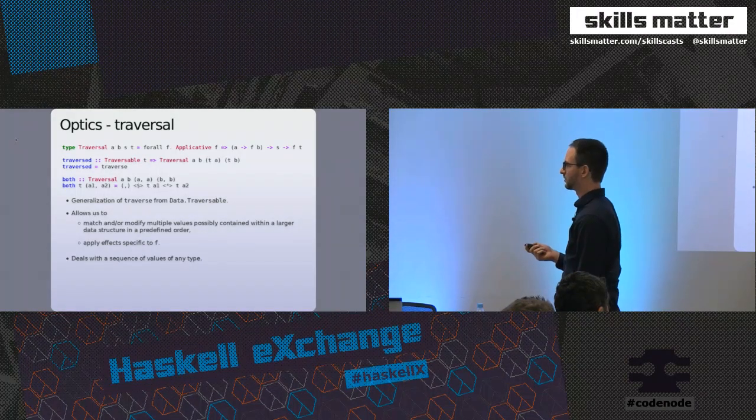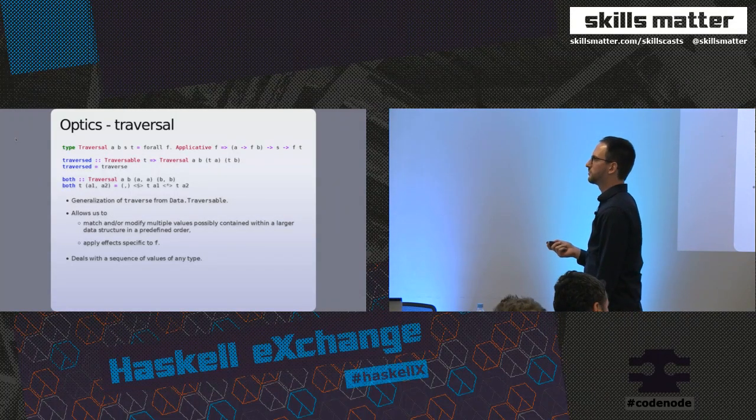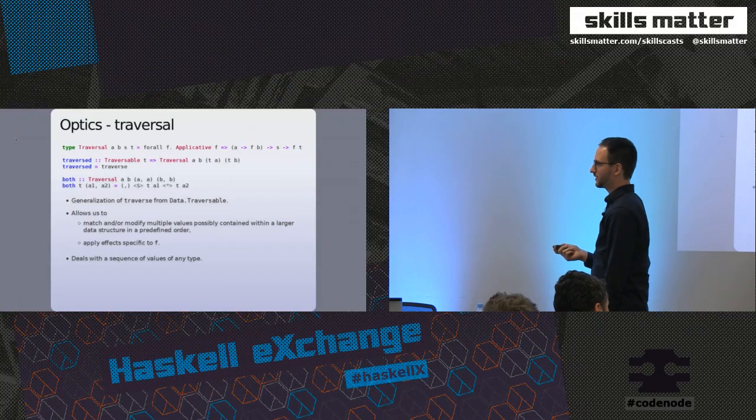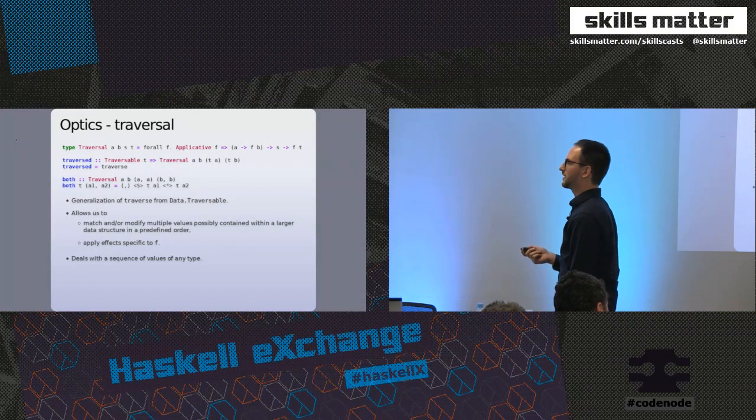And an example is the traversal that traverses both coordinates of a pair, assuming the types of the pair are the same. It allows us to match and/or modify multiple values possibly contained within a larger data structure in a predefined order, right? So as you can see, it has some characteristics of a lens, and it also has some characteristics of a prism. And it also allows us to apply effects specific to f, right? And it deals with a sequence of values of any type.